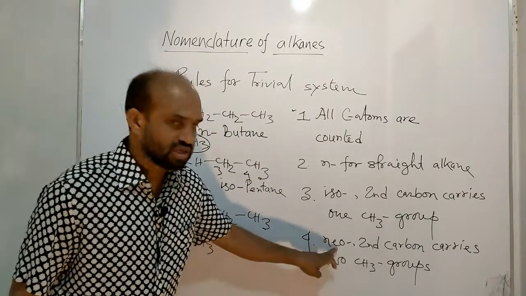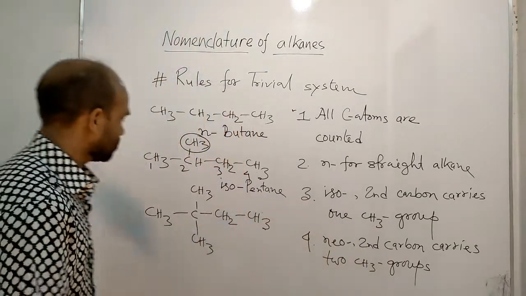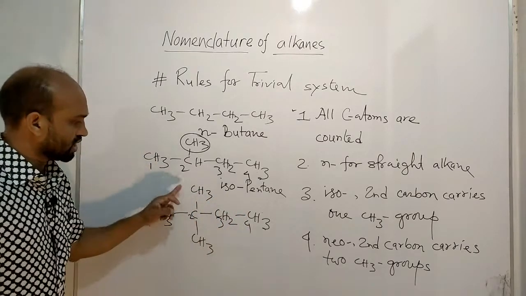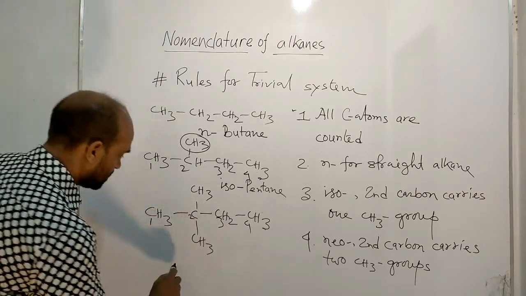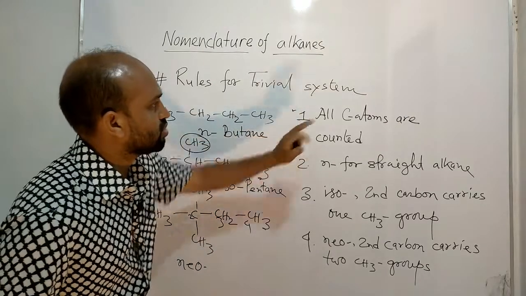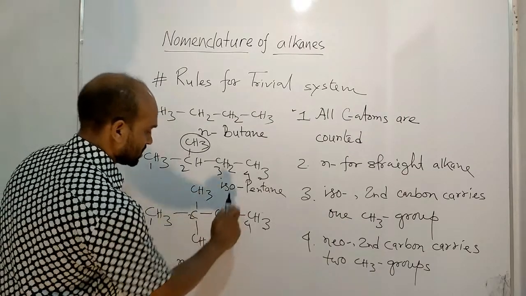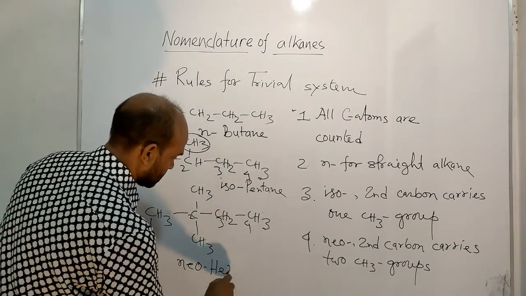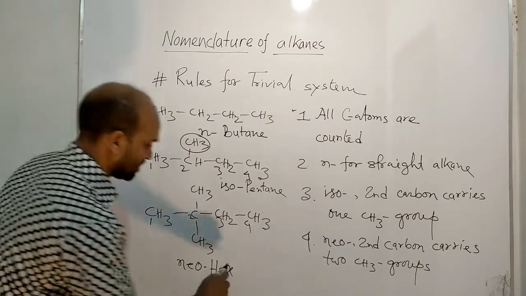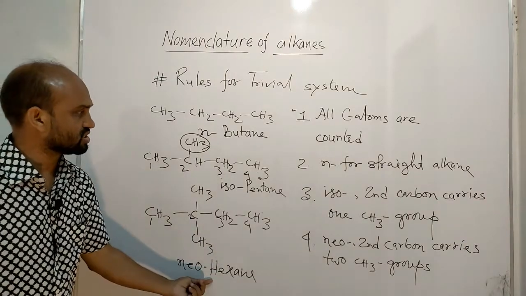And when is neo used? When the second carbon carries two methyl groups, 1, 2, 3, 4. The second carbon carries two methyl groups, so neo is used here, and again all the carbon atoms are counted. 1, 2, 3, 4, 5, 6. So hex. And what is the suffix here? Alkane suffix is ane. So the name of this compound is neohexane.